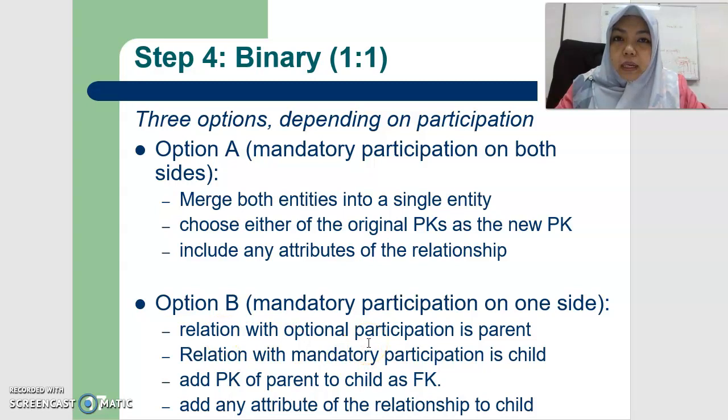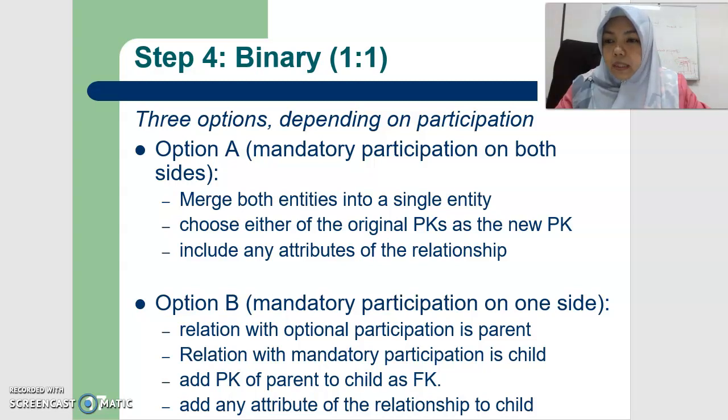If you have mandatory participation on one side, you have to keep both relations, okay? And you take the optional participation as parent and the relation with mandatory participation as child. And then you add the primary key of parent to child as the foreign key, and if there are any attributes in the relationship, you put them in the child entity.